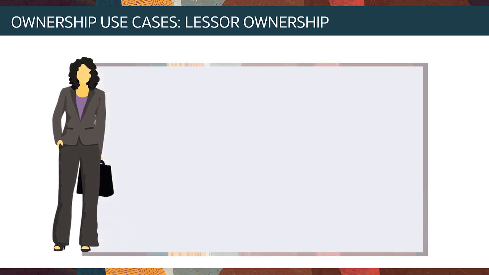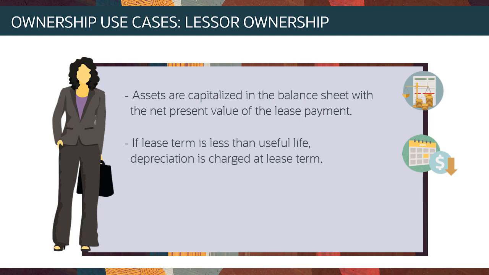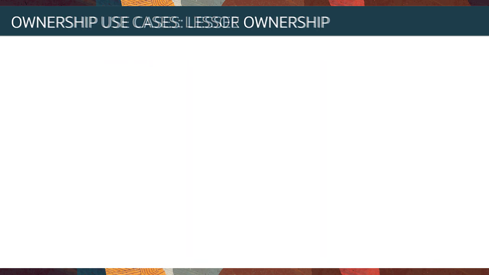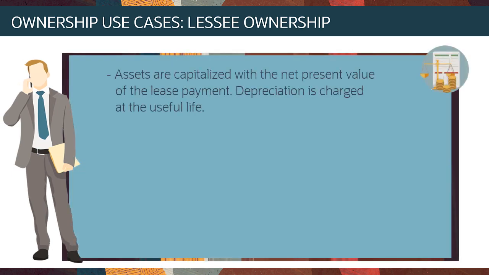When ownership of an asset stays with the lessor, assets are capitalized in the balance sheet with the net present value of the lease payment. If the lease term is less than useful life, depreciation is charged at lease term. If the lease term is greater than useful life, depreciation is charged at the useful life of the asset. If ownership will be transferred to the lessee, assets are capitalized with the net present value of the lease payment, and depreciation is always charged at the useful life.